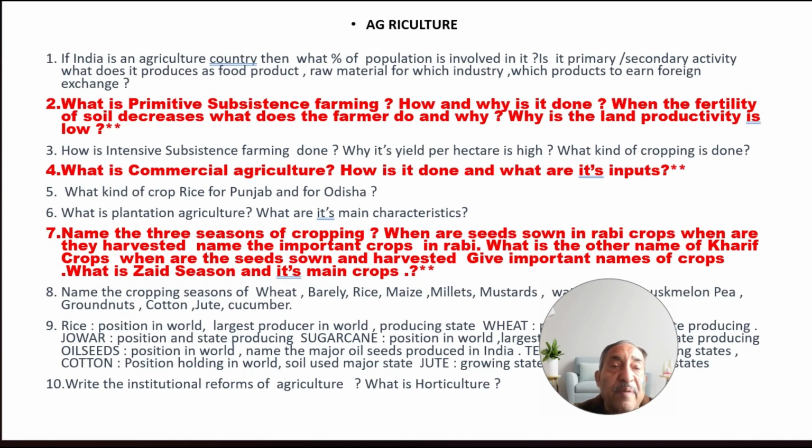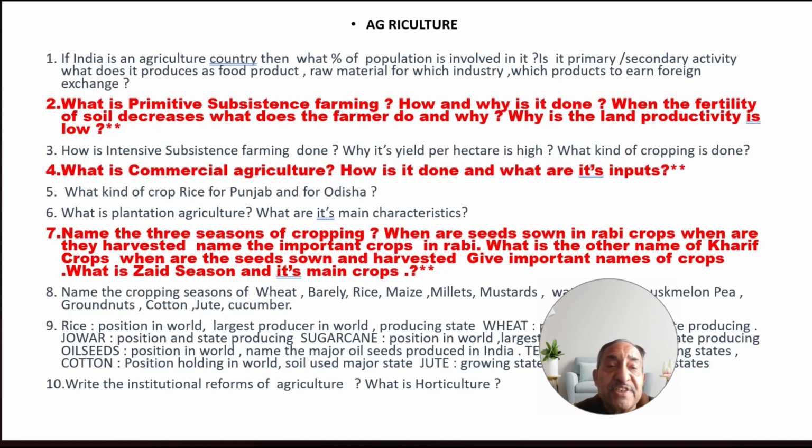2024 का क्वेश्चन है, what is primitive subsistence farming? How and why is it done? When the fertility of a soil decreases, what does the farmer do and why? Why is the land productivity low? ध्यान रखिए ये एक सेट के क्वेश्चन नहीं है, ये दो तीन सेट से मिले हुए क्वेश्चन हैं.